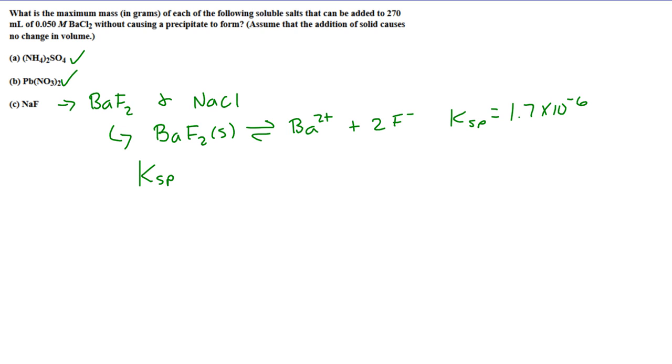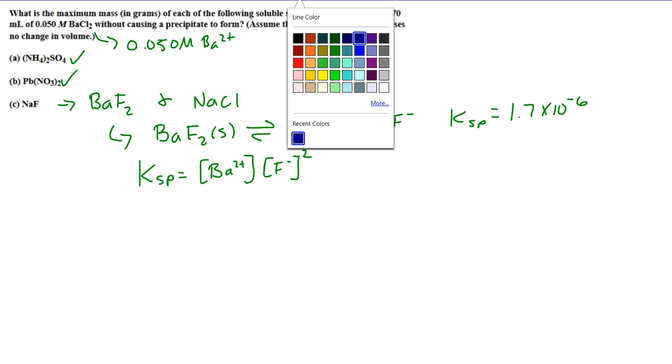All right. Equilibrium expression, products over reactants. So we have the barium ion, and we have the fluoride ion. And because there's 2, the fluoride ion gets squared. So what do we know? We know Ksp. We know the barium ion concentration because I'm 0.050 molar barium chloride. That means I'm 0.050 molar barium ion because there's only 1 barium ion in the barium chloride. So let's plug in what we know.